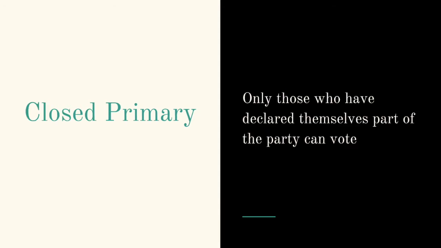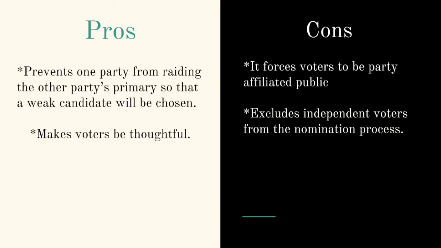A closed primary primarily serves to encourage party unity and prevent members of other parties from sabotaging the others. Now, this can be done by voting for other weak candidates for the other party. And there are pros and cons of having a closed primary, which first is preventing one party from raiding the other to choose and nominate a weaker candidate, but the con is that it forces voters to be party affiliated, which excludes independent voters from the nomination process.